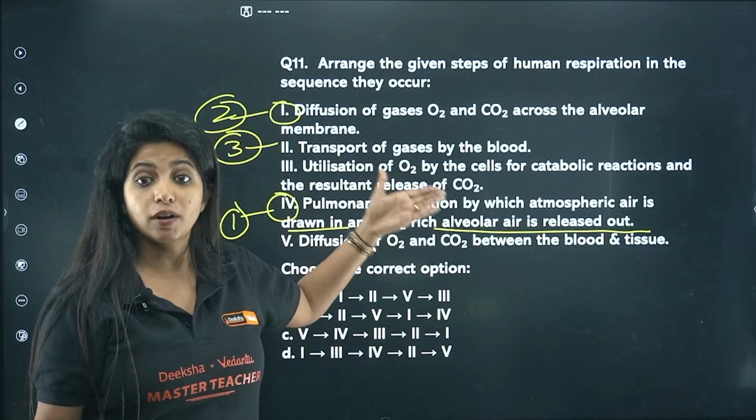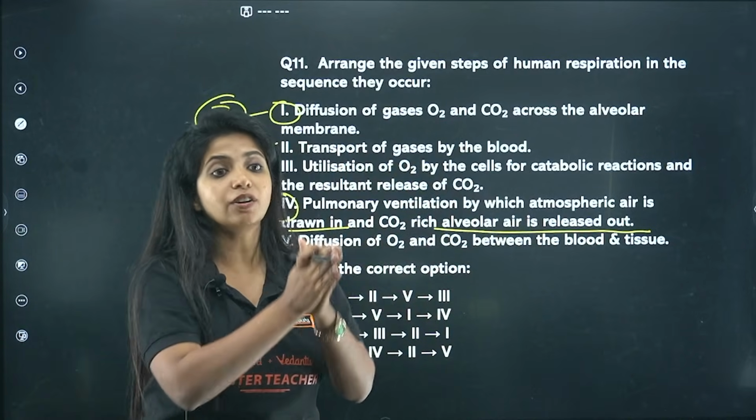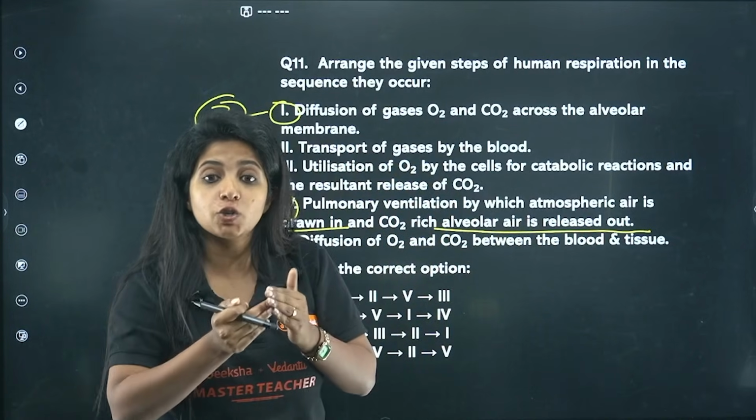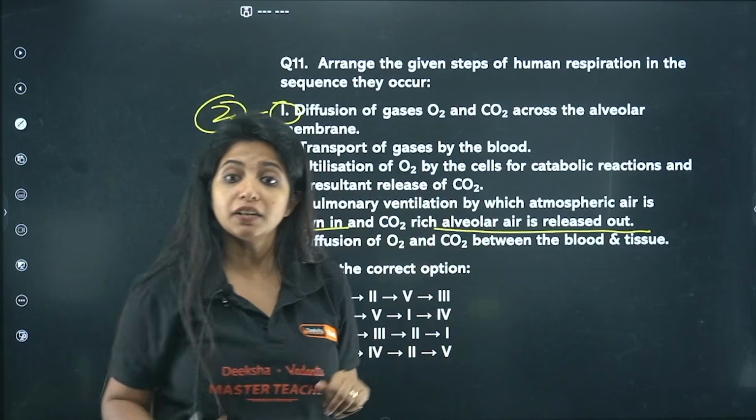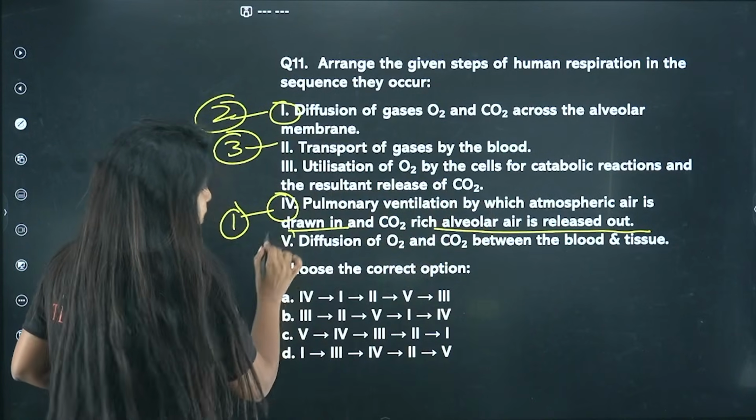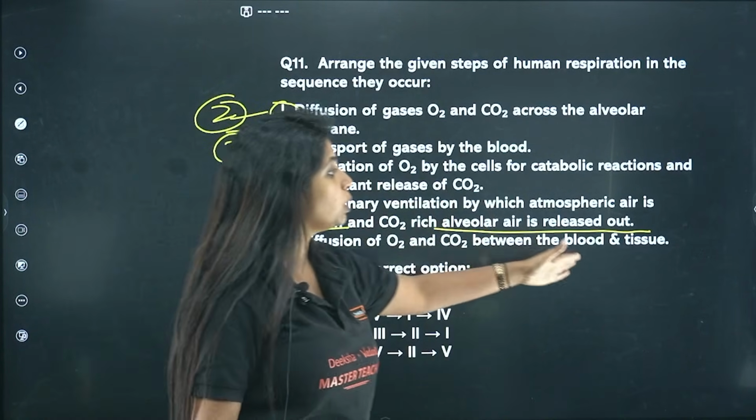Yes. First of all, you transported it. Now again, when it reaches the cells that are needing oxygen, CO2 is given back. So that diffusion has to happen between the blood and the tissue. Yes. So diffusion of oxygen and CO2 between the blood and tissue.